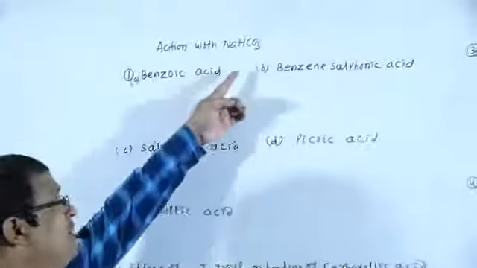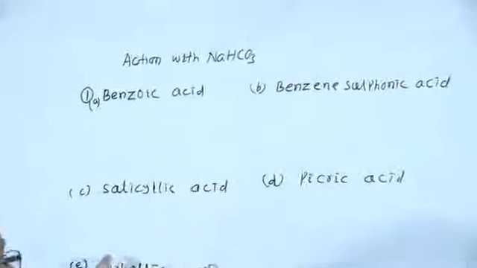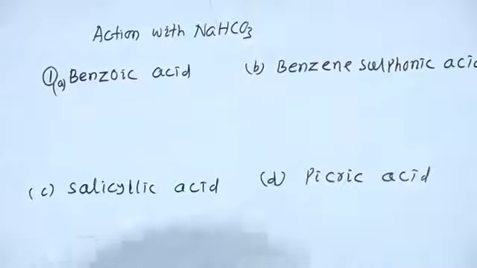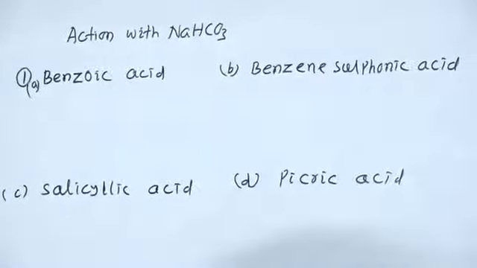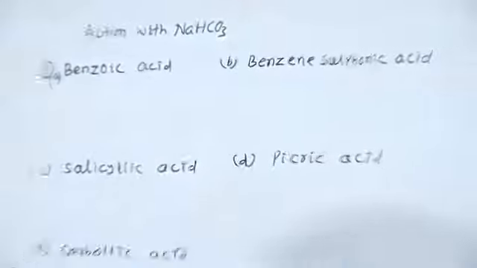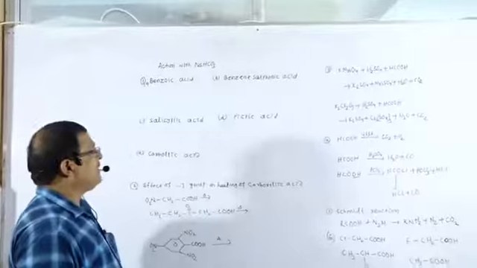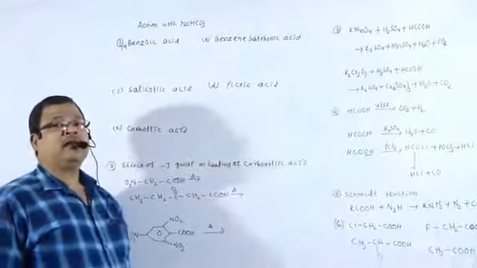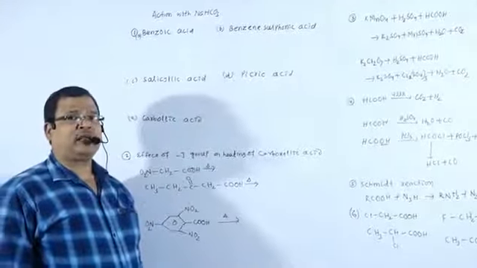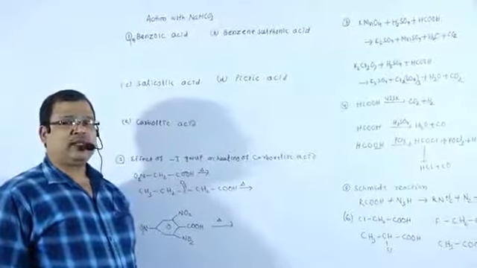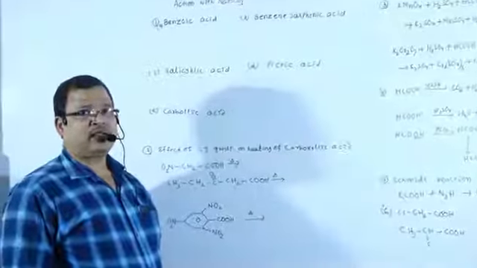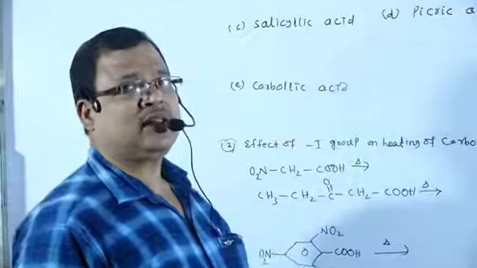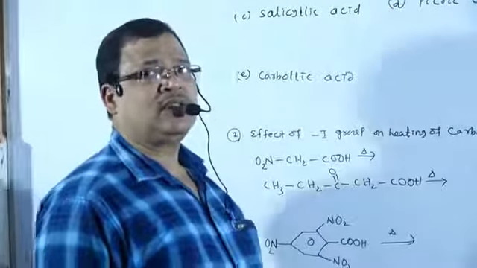So this is the first question: what is the action of sodium bicarbonate with all these acids? The examples are benzoic acid, benzene sulfonic acid, salicylic acid, picric acid, and carbolic acid. We have to explain whether they will react or not, and whether carbon dioxide gas is released. These are very important reactions.